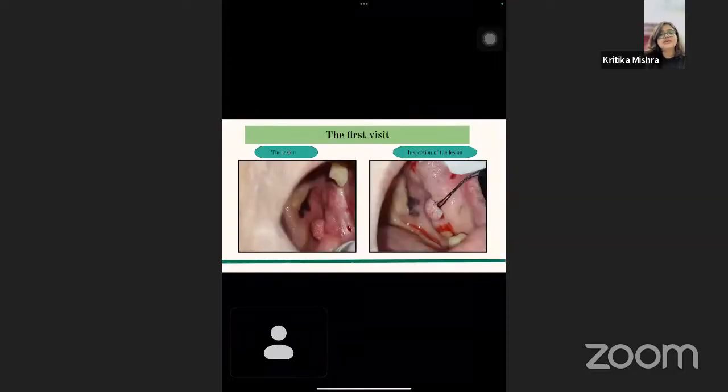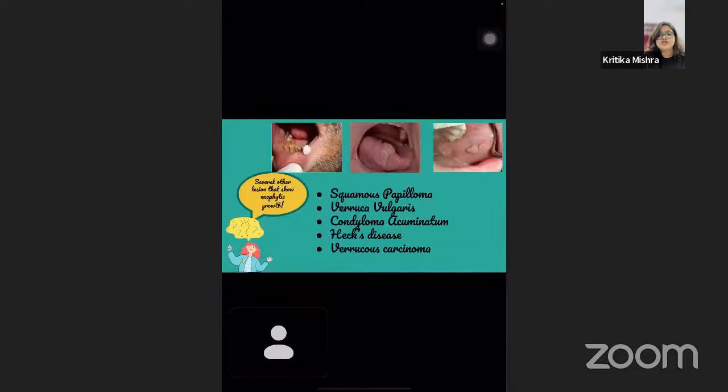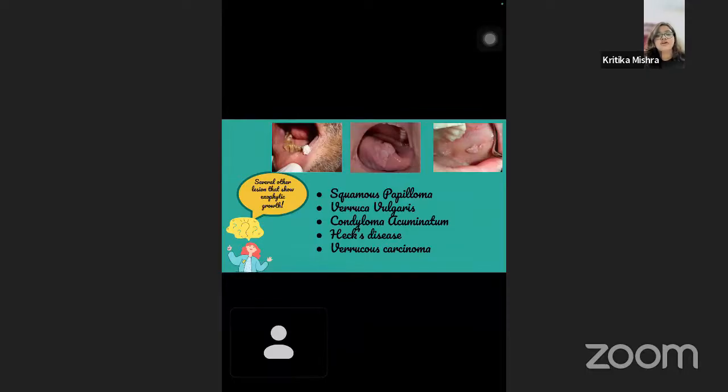We see an extensive lesion measuring about 3 into 4 centimeters with one nodular growth and several sessile pinkish projections. In a female patient with no habits, we can give a differential diagnosis of several virus-related lesions like squamous papilloma, verruca vulgaris, condyloma acuminatum, Heck's disease, and non-viral lesions such as verrucous carcinoma.